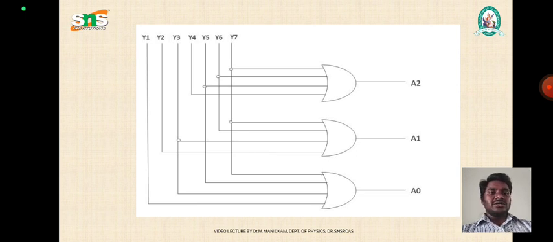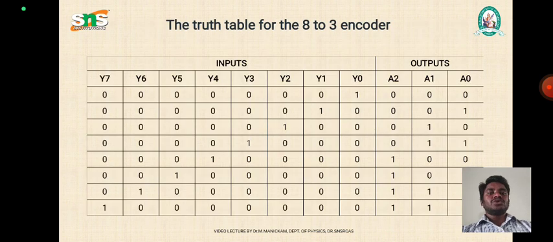For the A0 output, we are taking inputs from Y7, Y5, Y3 and Y1. For A1, we are taking the inputs from Y7, Y6, Y3 and Y2. For A2, we are taking Y7, Y6, Y5 and Y4. Likewise, we are taking inputs for each output. And this is the truth table for the 8 to 3 encoder.